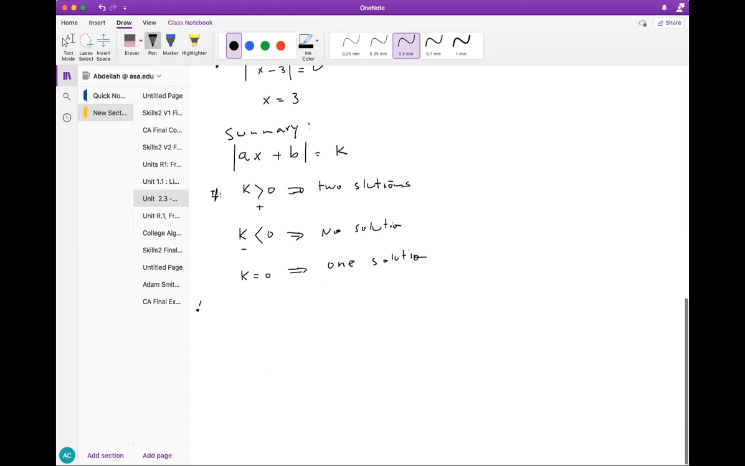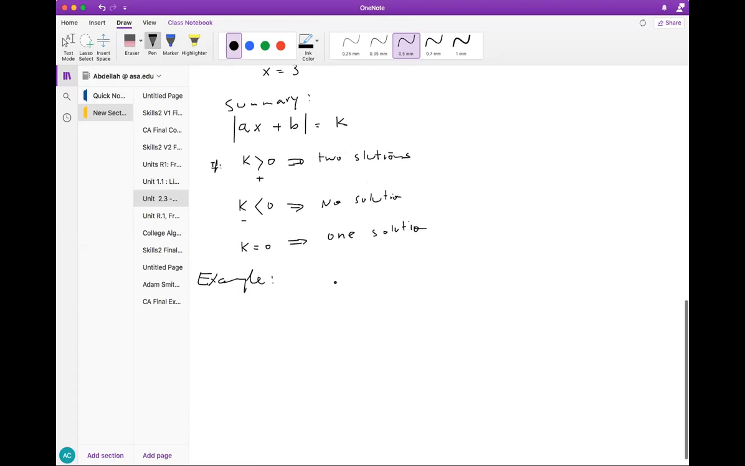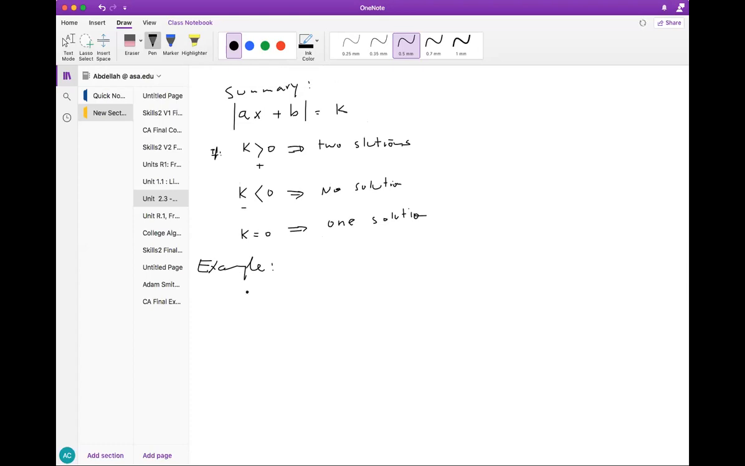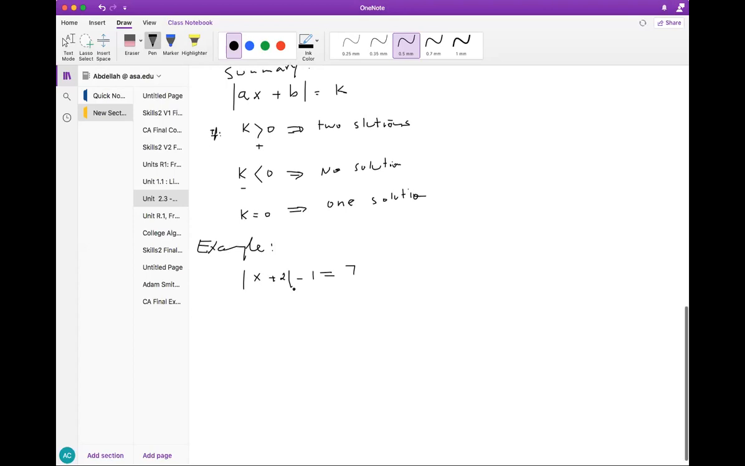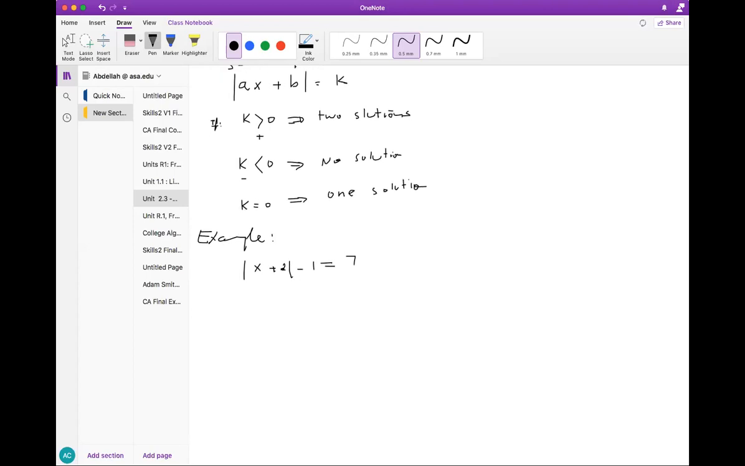All right, let's do some more examples. We're gonna try to make the equations longer, requiring more steps. Let's say x plus 2 minus 1 equals 7. So the absolute value of x plus 2, minus 1, equals 7.